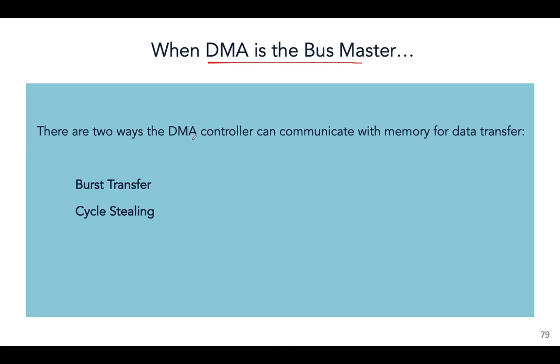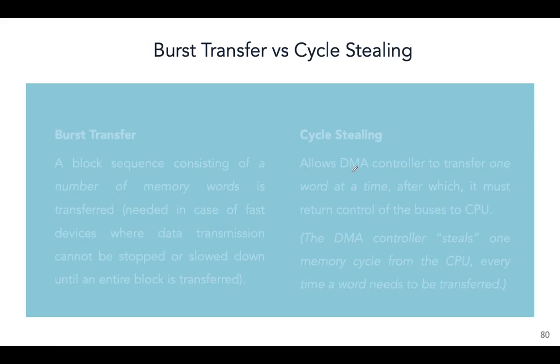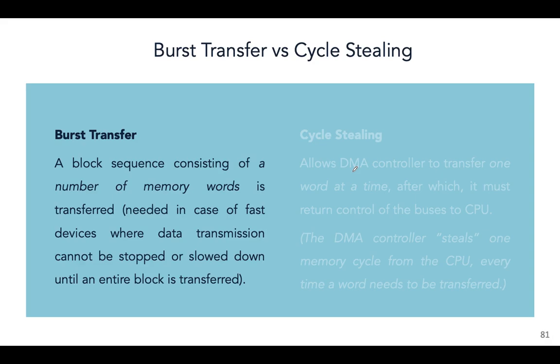There are two ways the DMA controller can communicate with memory for data transfer: either through burst transfer or through cycle stealing. Let's see what these two mean. Burst transfer versus cycle stealing. In burst transfer, a block sequence consisting of a number of memory words is transferred, right? So an entire chunk of memory words is transferred. This is needed in the case of fast devices where data transmission cannot be stopped or slowed down until an entire block is transferred. So we're not going to transfer the data bit by bit. Entire chunks of memory will be transmitted one chunk at a time in bursts. That's why it's called burst transfer.